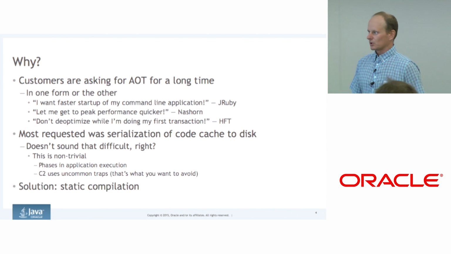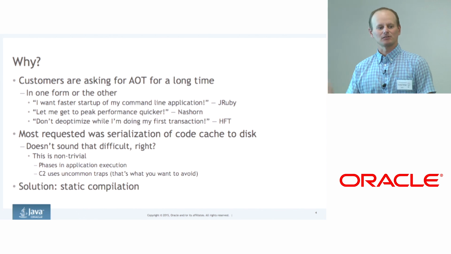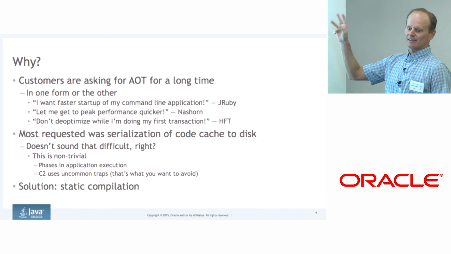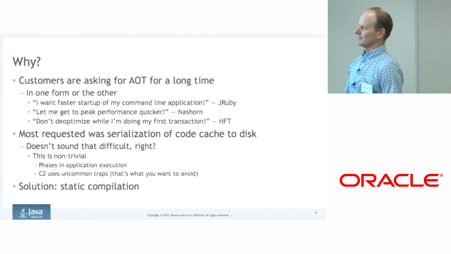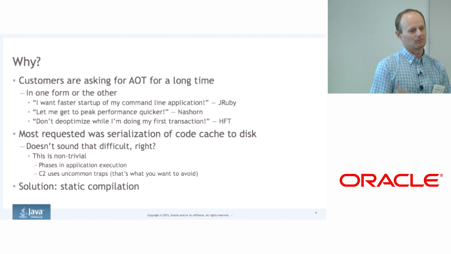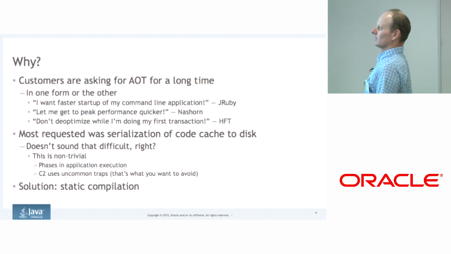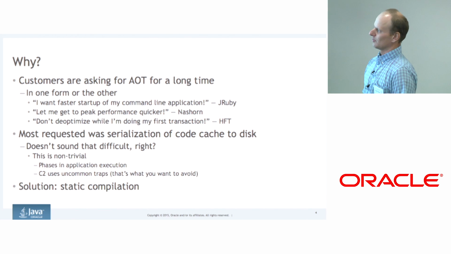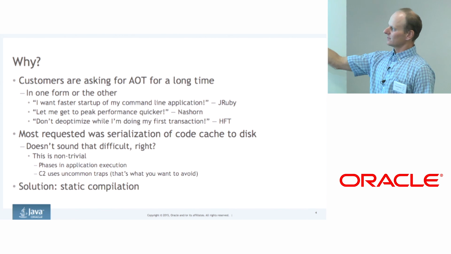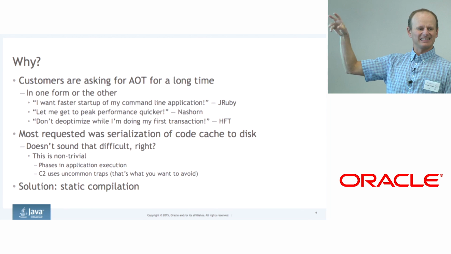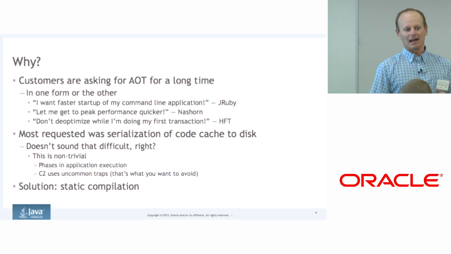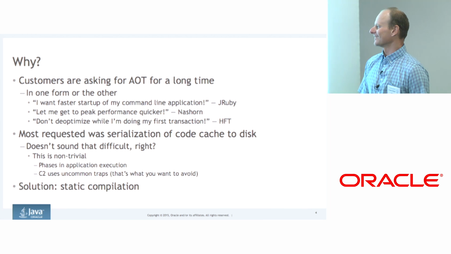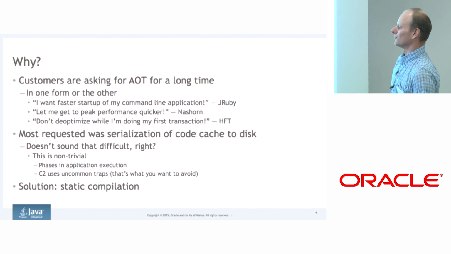So why did we do that? Customers have been asking for AOT forever, right? There are three different forms the question is asked. The first one is, I want my command line start up fast, and we heard that a bunch of times from Charlie. Then last year or the year before, Nasson was always complaining, I want to reach my peak performance faster, right? And then there's this other group, they don't like de-optimizations. They don't like when their application gets interrupted when they want to do a very important trade. So these are the reasons.